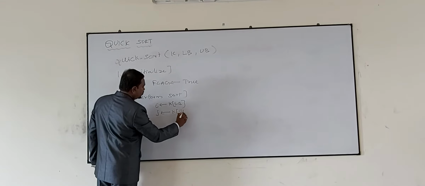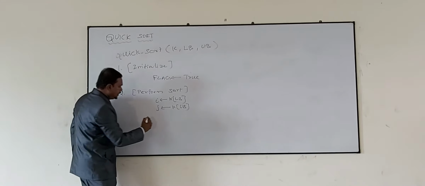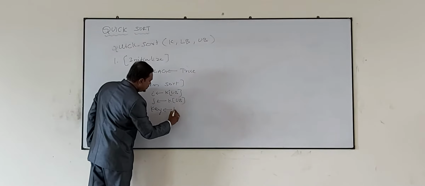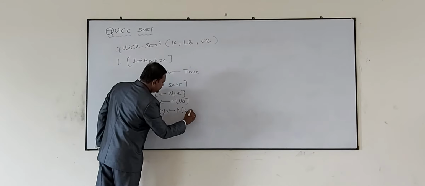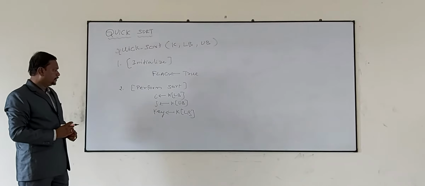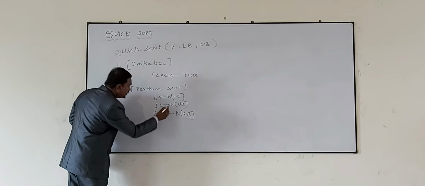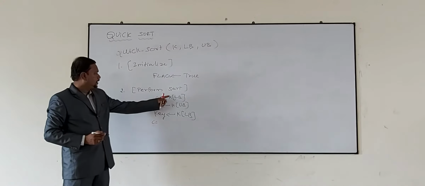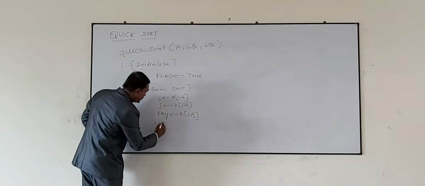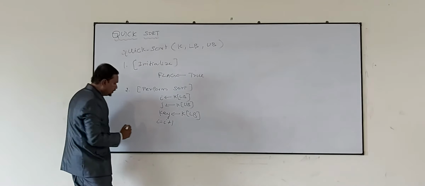That is the position element. So the key element is the first element. Already we have seen the key element is the first element. Okay. Now we will do the process. The I should be incremented because the lower one is 1, so it should start from 2. So I equal to I plus 1.